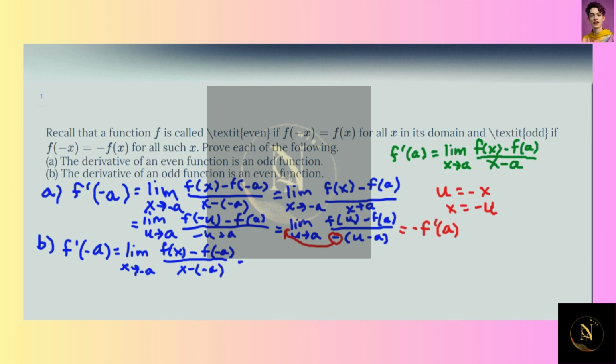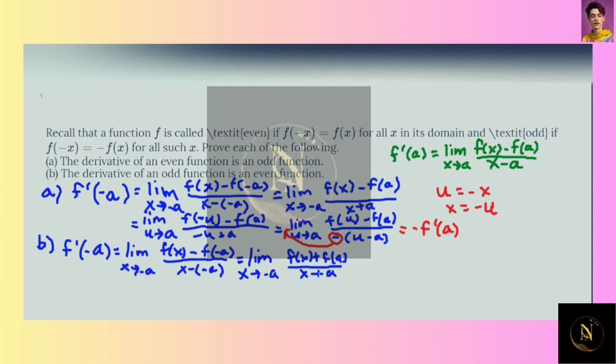Okay, our next step, limit as x approaches negative a. Our function here, f of x, stays the same. But here, f of negative a, well, we're taking the derivative of an odd function. F is an odd function in part B. If f is odd, then f of negative x is the same as negative f of x. So f of negative a is the same as negative f of a. So this negative in the front changes to a positive. F of a, we no longer have the negative a in there. And the denominator is x plus a.